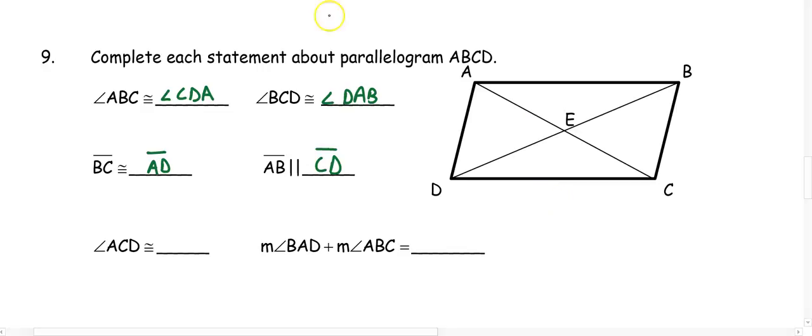Then we have angle ACD. So angle ACD is congruent to what? Well, remember that our opposite sides are parallel, so if AB is parallel to CD, this line right here is a transversal, which means the angle must be congruent to its alternate interior, so angle BAC.